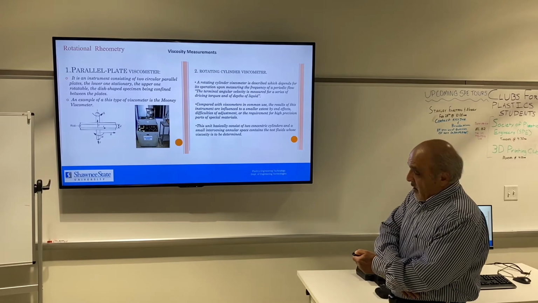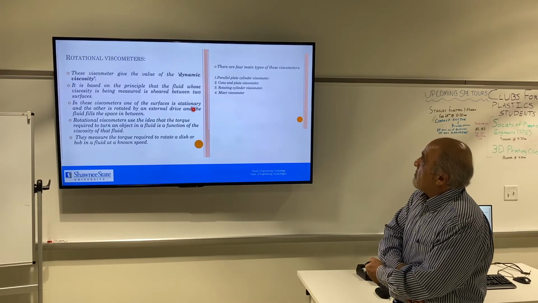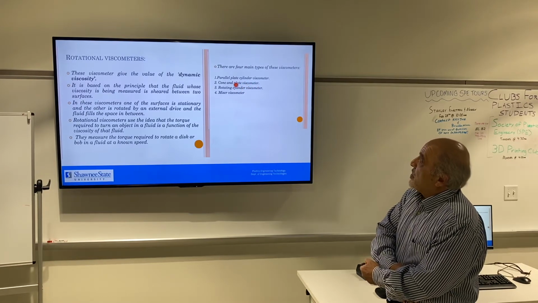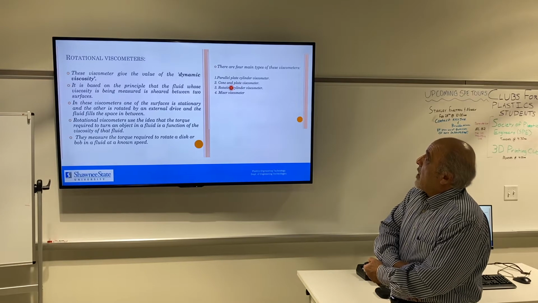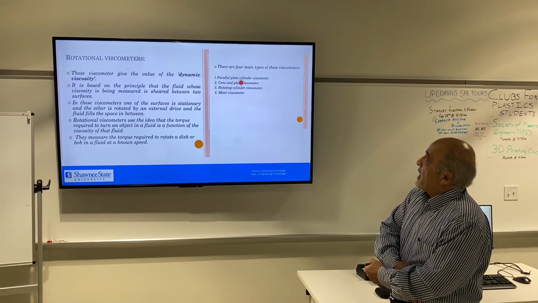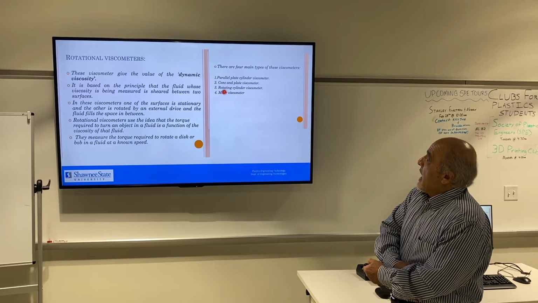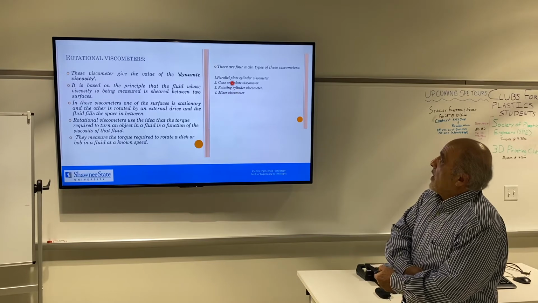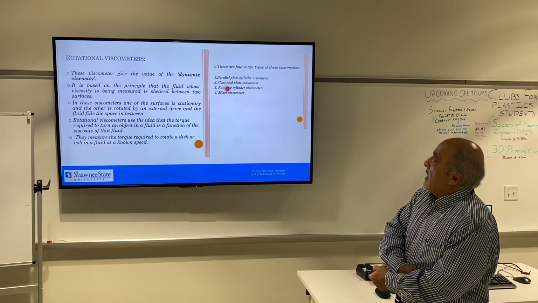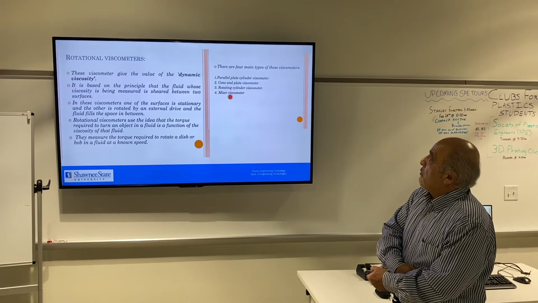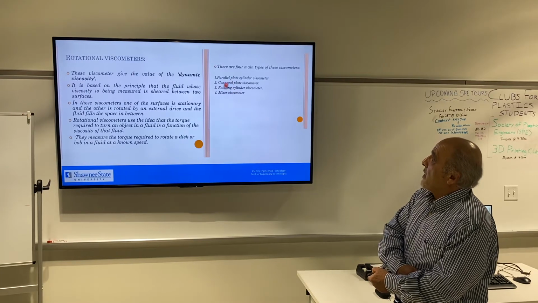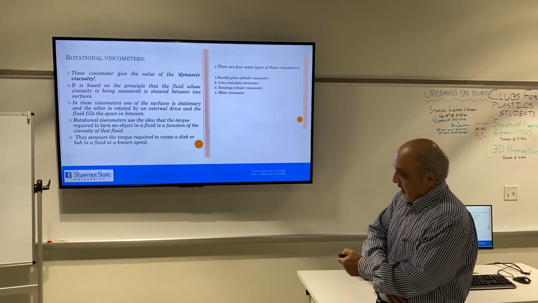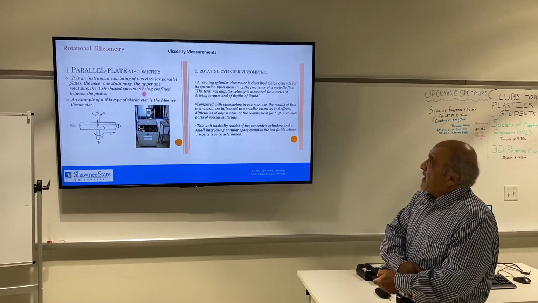As I said, there are four different types of setup for rotational rheometry. I will explain them one by one in detail. The first one is parallel plate, the second is cone and plate, and the third one is rotating cylinder viscometry. The fourth one is actually the mixer, which means the combination of two or three of these techniques. So this is the first one, parallel plate.